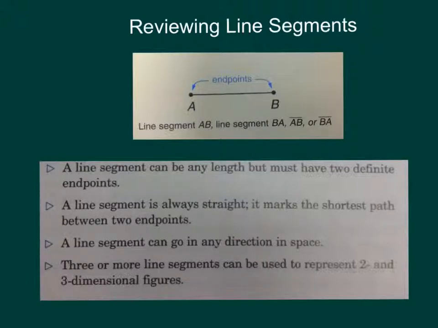Some important review to remember about line segments are the following. A line segment can be any length but must have two definite endpoints. A line segment is always straight. It marks the shortest path between two endpoints. A line segment can go in any direction in space. And lastly, three or more line segments can be used to represent two- and three-dimensional figures.